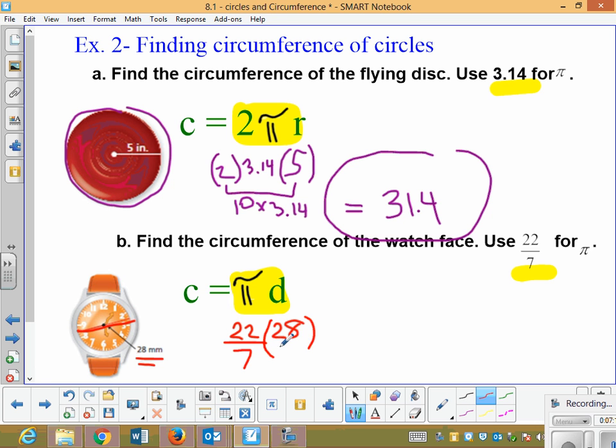So I'm going to multiply that. I'm going to make this over 1, because anything that you want to make as a fraction, you put over 1. And then I'm going to multiply 22 times 28, and 22 times 28, you can do that on the side.